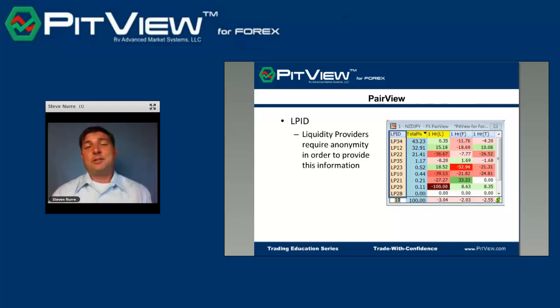In order to give this information to you, the liquidity providers require anonymity. What that means is we can't just say so-and-so bank is here at that bid price. We can't give you those types of details because in order to give you that information, liquidity providers require that they remain anonymous. So we assign each individual institution a liquidity provider ID, and that's what they'll go by, and that'll remain consistent for each individual liquidity provider. So LPID is just the ID for the individual liquidity providers.